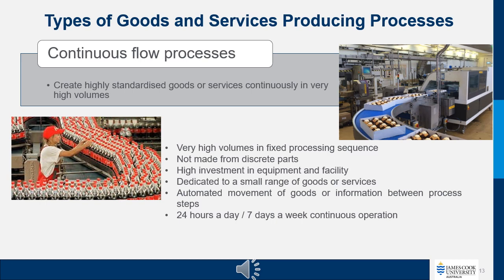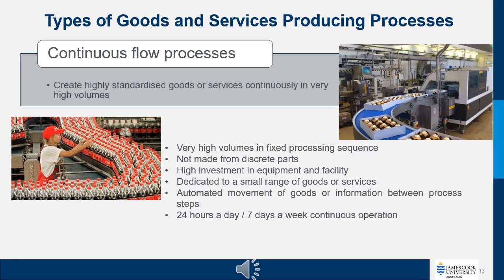The focus is on achieving economies of scale through mass production of a standardized product or service. Also, these processes involve automated movement of goods or information between different process steps. This automation ensures smooth and efficient flow through the production system, minimizing delays and bottlenecks. And we're talking about 24 hours a day, 7 days a week of continuous operation, which is what this process is basically meant to be. The goal is to maximize production output and efficiency by utilizing the production system to its full potential without significant downtime.